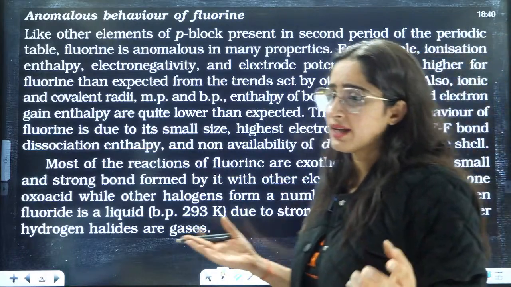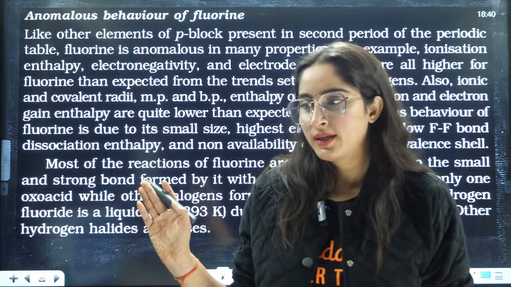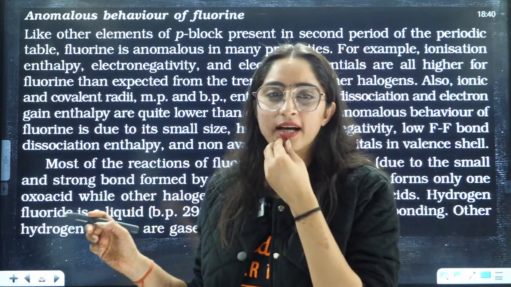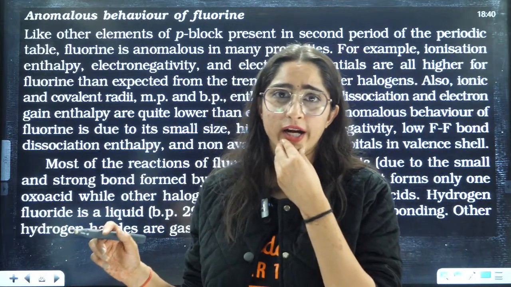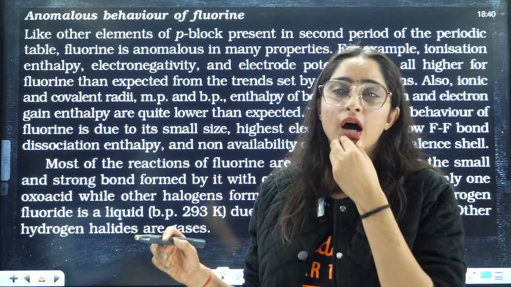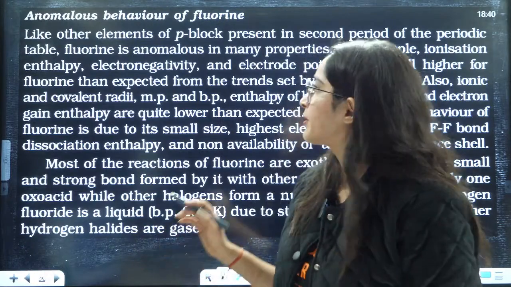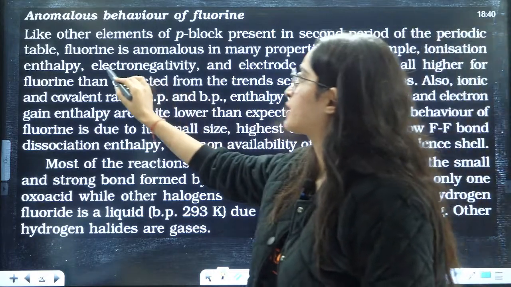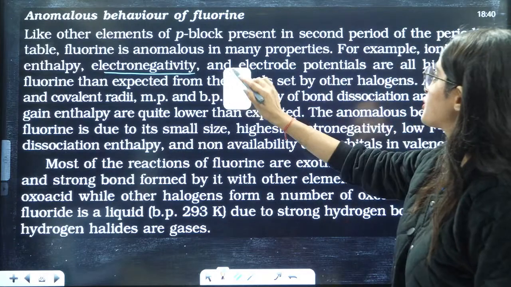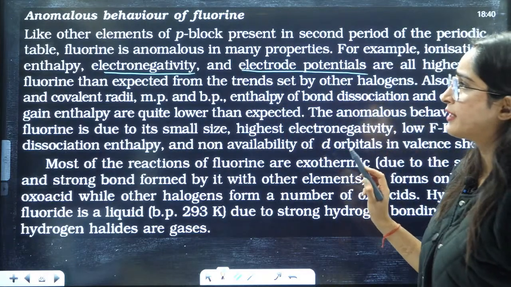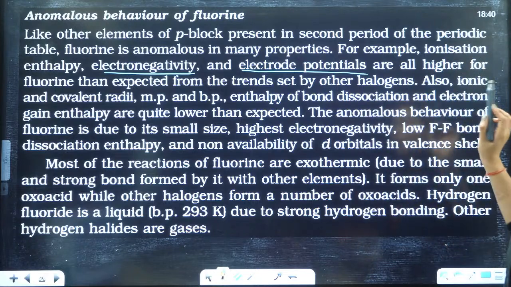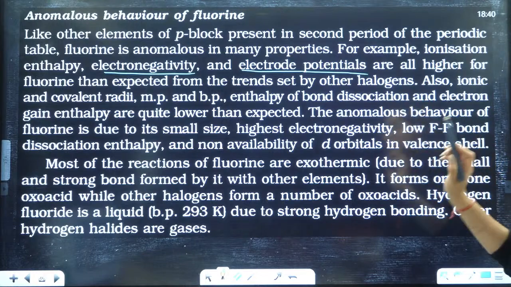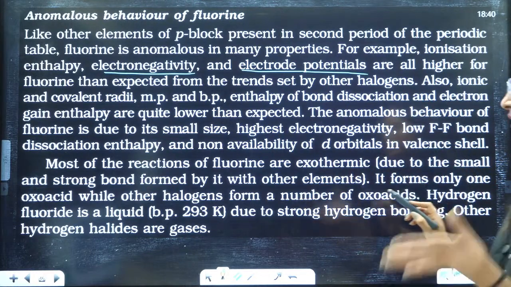Can you tell me the reason? Now that this is our 17th group, we have done 13, 14, 15, 16, 17 group. Small size, very electronegative, very low electron gain enthalpy, right? Because of those, fluorine is anomalous in many properties. For example, ionization enthalpy, electronegativity, electrode potential are higher for fluorine than expected from the trends, right? Also ionic and covalent radii, melting and boiling point, bond dissociation enthalpy, electron gain enthalpy are quite lower than the expected that we have seen.